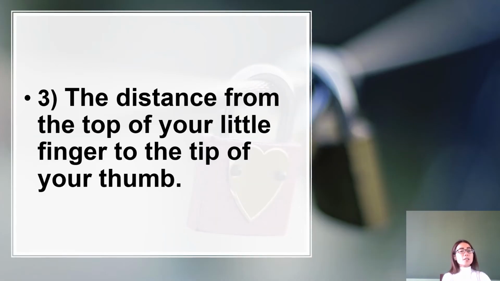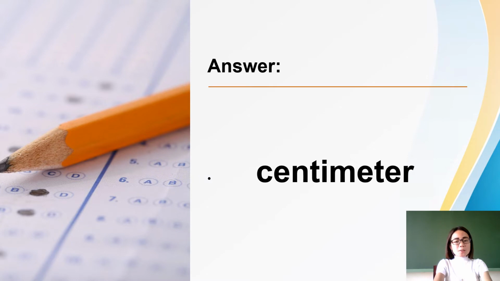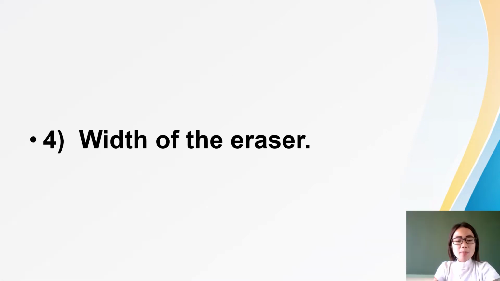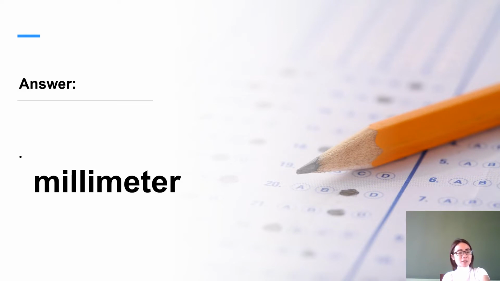For number 3, the distance from the top of your little finger to the tip of your thumb. Yes, it's centimeter. How about the width of the eraser? Exactly, millimeter. To learn more, let's watch and enjoy this video.